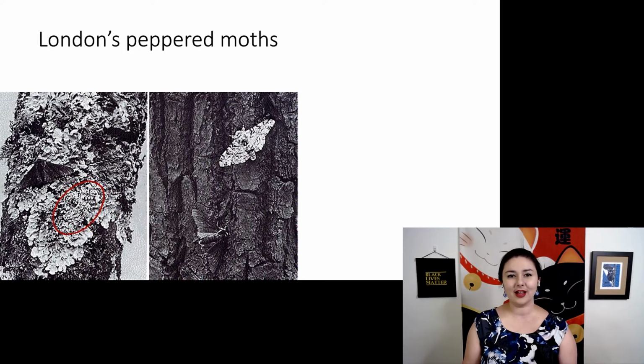One thing that happened in London was the Industrial Revolution. Before the Industrial Revolution, pretty much all the trees in the area had lichen. So they were like this light tree on our left here. But the Industrial Revolution increased air pollution. It killed off all the lichen and darkened all the trees. So it is interesting how quickly humans can affect these environments.